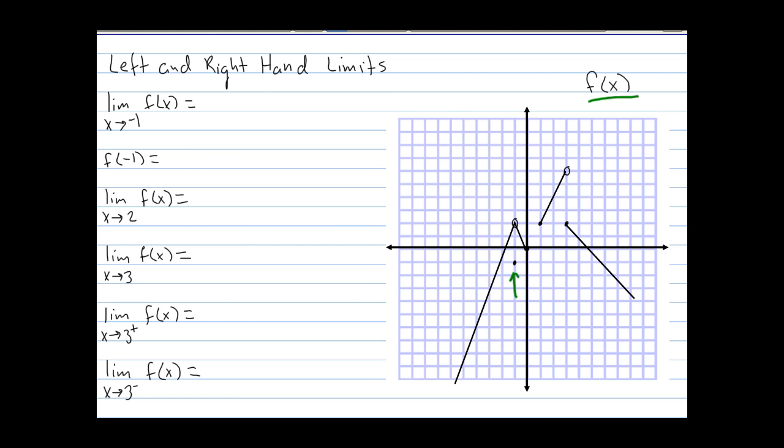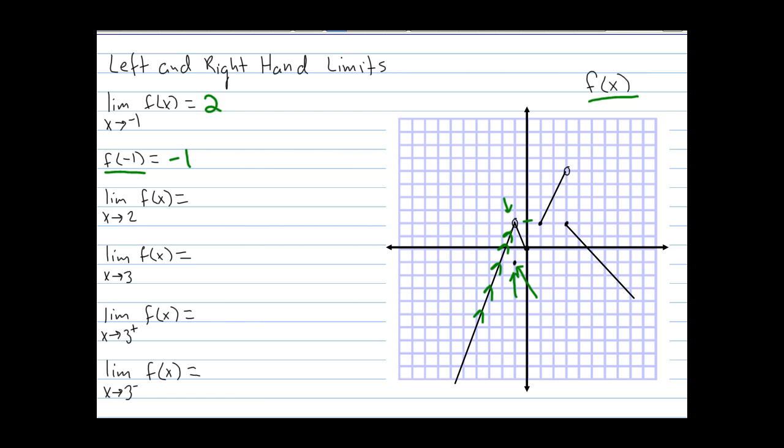We have the first problem off to the left here. Limit as x approaches -1 of f of x. So we want to see what the function is doing to the left of -1, and we can see that the limit is actually approaching a value of 2. Right here, a value of 2. So this is 2. The next problem says, what is the function value for -1? In other words, what is f of -1? Well, the function value at -1 is down here at -1.